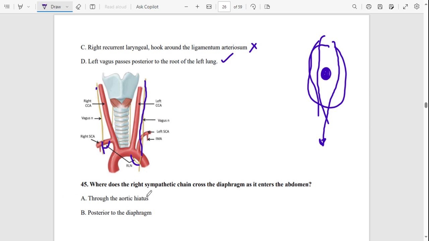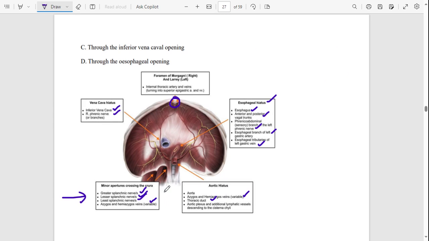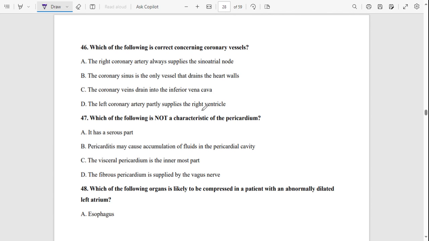So where does the right sympathetic chain cross the diaphragm as it enters the abdomen? It is posterior to the diaphragm. No, it is not through the aortic hiatus. It's not through the opening of the inferior vena cava, not through the esophageal. Okay. Which of the following is correct concerning coronary vessels? Coronary vessels, this is a blood supply to the heart.